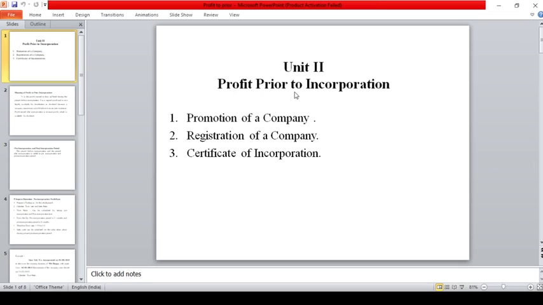Certificate of incorporation means that on the registration of the memorandum of association, the articles of association and the other documents, the registrar will issue a certificate known as the certificate of incorporation. The issue of a certificate is the evidence of the fact that the company is incorporated and the requirements of the Companies Act have been complied with. So this is about the certificate of incorporation.